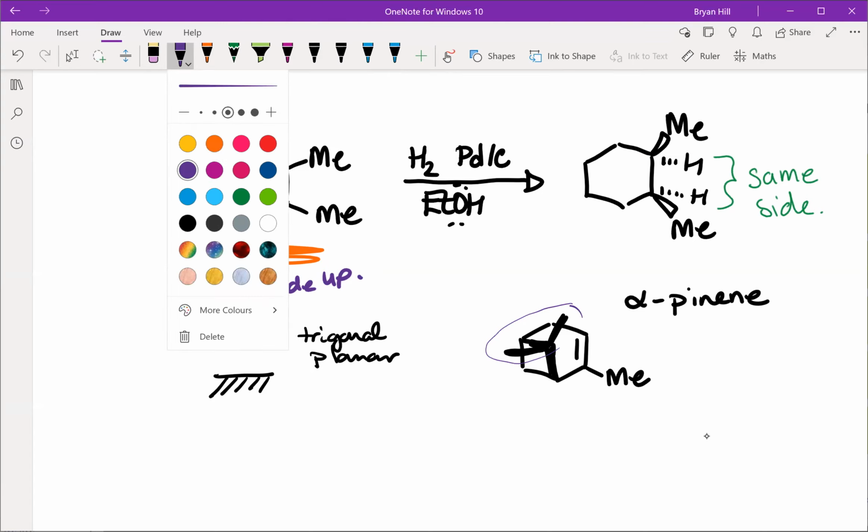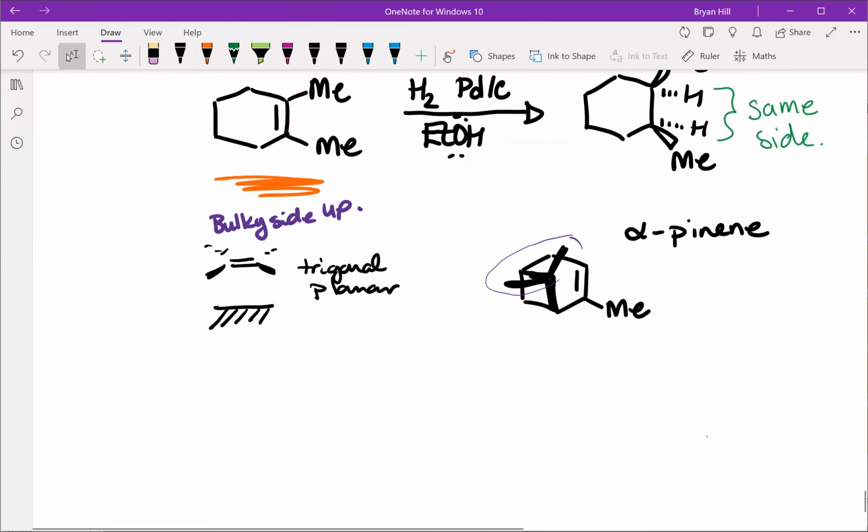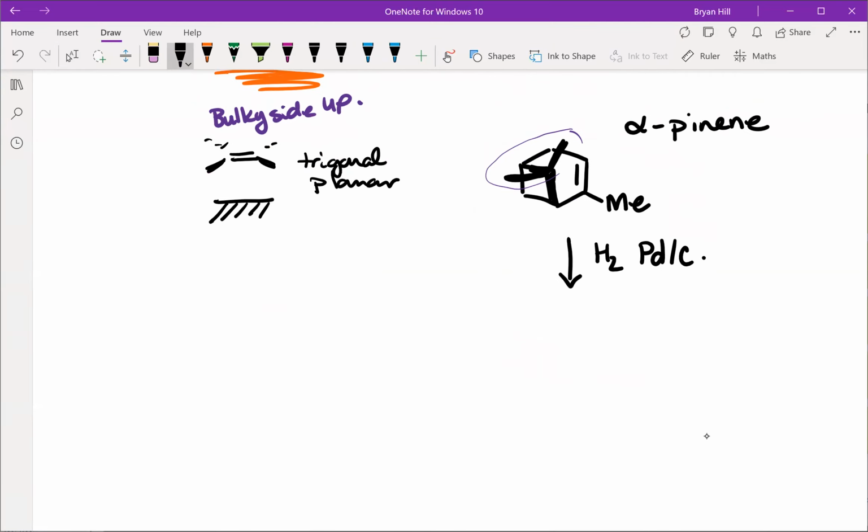So if we did this reaction with H2, palladium on carbon, we would expect that the main product here would be that this methyl group would be up, and it would be on the same side as this large bulky group, because it would have to approach the metal on the opposite side. So what's the best way to draw this?